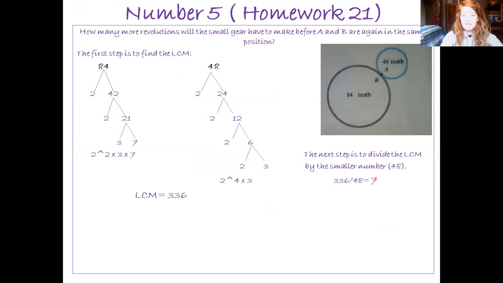All right, so number 5, it's asking us how many revolutions will the smaller gear have to make before A and B are again in the same position? Well, the first step is to find the least common multiple. So you see here I did prime factorization with each. The least common multiple ends up being 336. And your next step is to divide the least common multiple by the number of teeth on the smaller gear. So that's 48. So 336 divided by 48 is 7. And that ends up giving you your answer of 7.